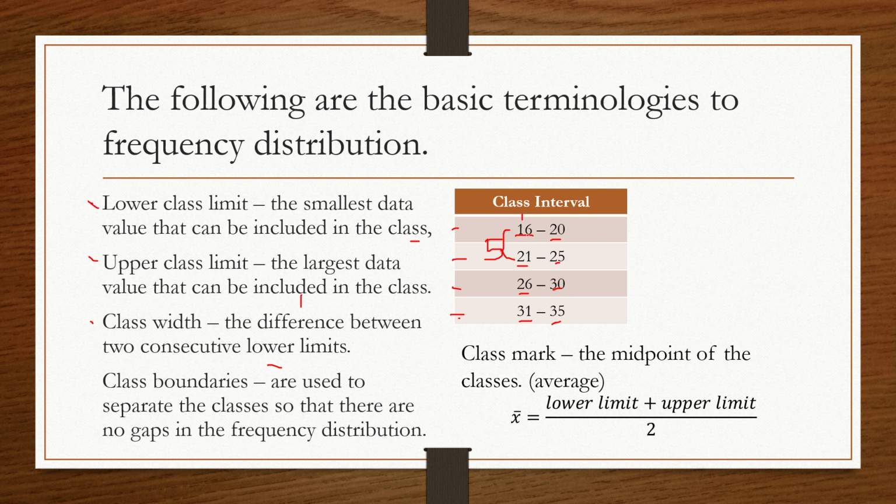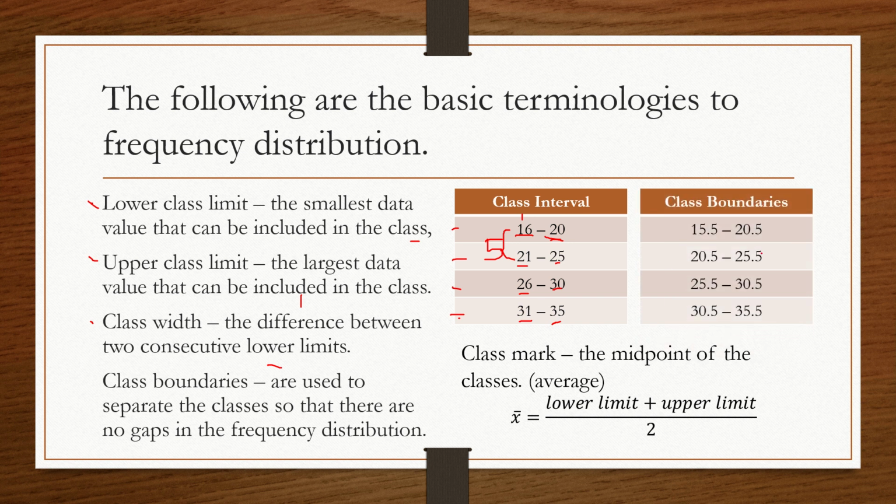For example, ito po ay 16, the lower limit sa first class. So, if this is 16, magsusubtract tayo ng 0.5. So, the lower class boundary is 15.5. And then, the upper class limit is 20. So, mag-add tayo ng 0.5. That will be 20.5. So, ito po yan. Okay? That is the class boundaries sa interval na to. Yan, sobrang dali.